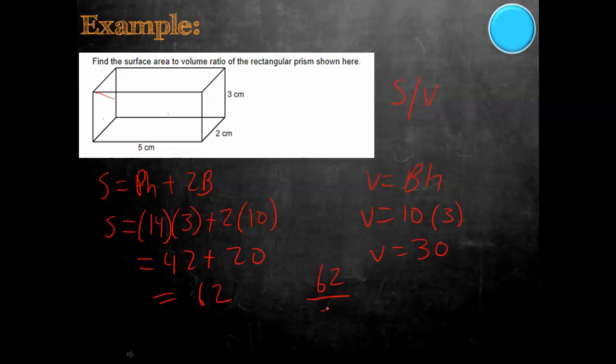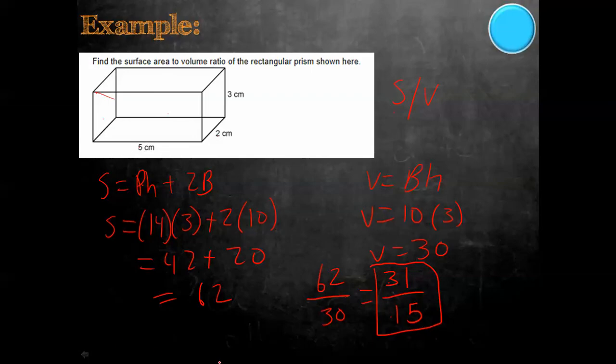So now we're going to take 62 over 30. And remember, we always want to reduce it down as much as we can. So that's going to reduce down to 31 over 15. That's the surface area to volume ratio. And that is the end of surface area and volume part 2.